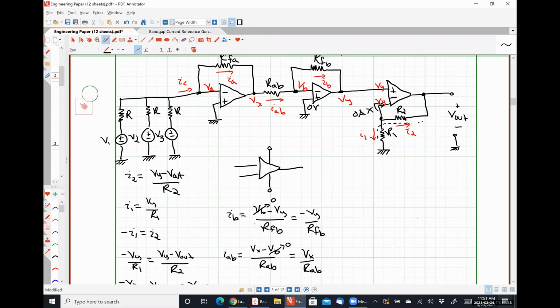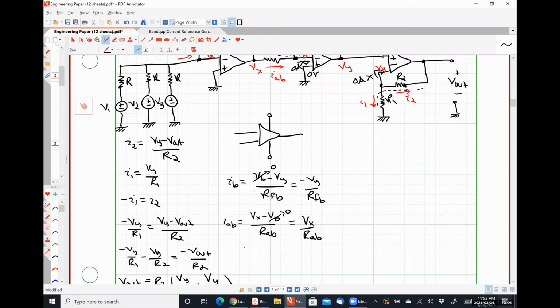And so we can write one more equation relating IAB and IB, right? And we can't have current flowing into our input, right? So that's, again, 0 amps. And so IAB, when it reaches this junction, has to go up and flow through our feedback. Make sense? And so IAB and IB have to be the same current. And so we can say they're equal.